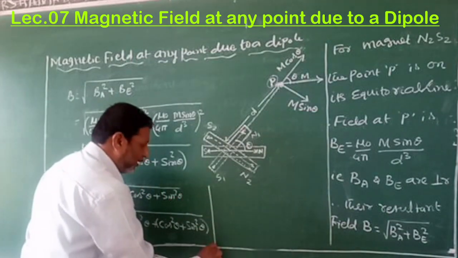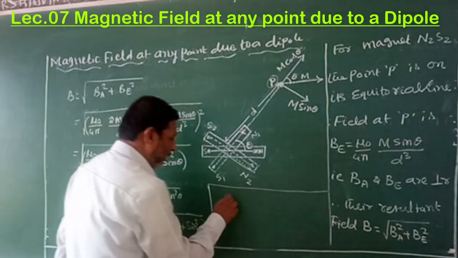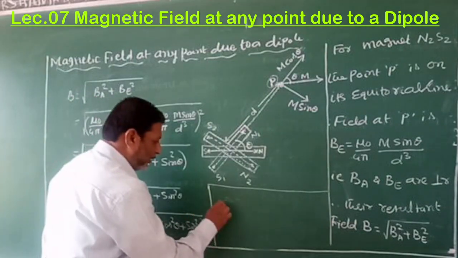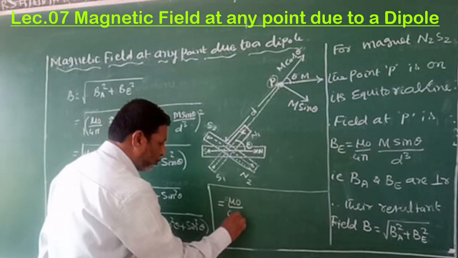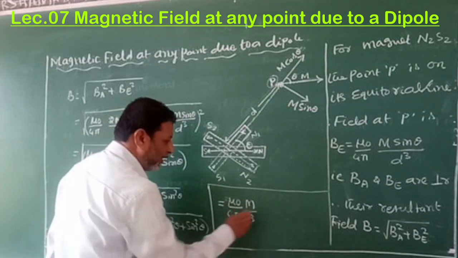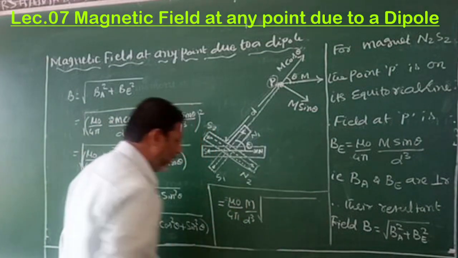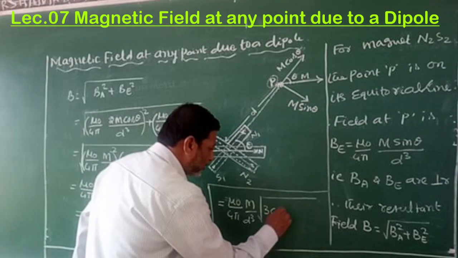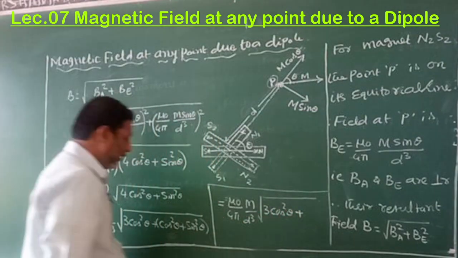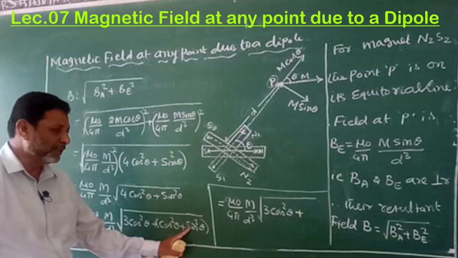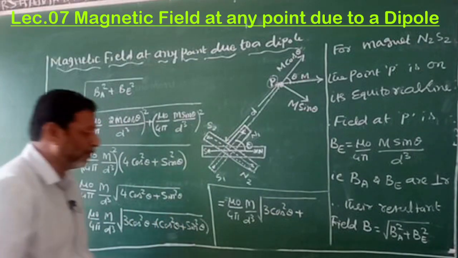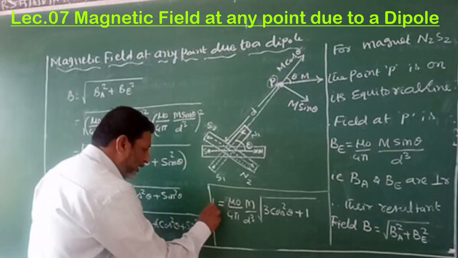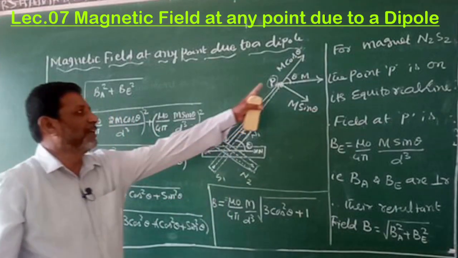Now again this is equal to μ0/4π × m/d³ under root of this one. Now 3 cos square theta you write as it is, plus cos square theta plus sin square theta, and it is equal to how much? It is equal to 1. Then this is equal to this one. Now this is the resultant magnetic field at P.